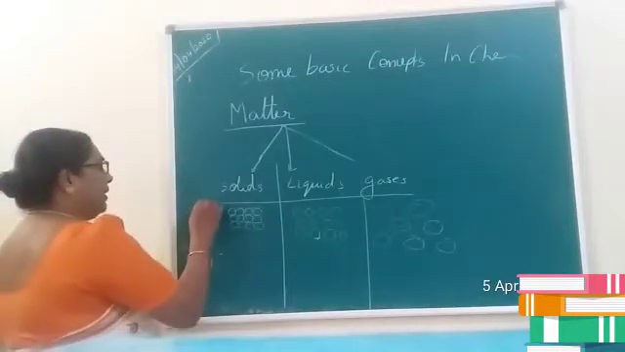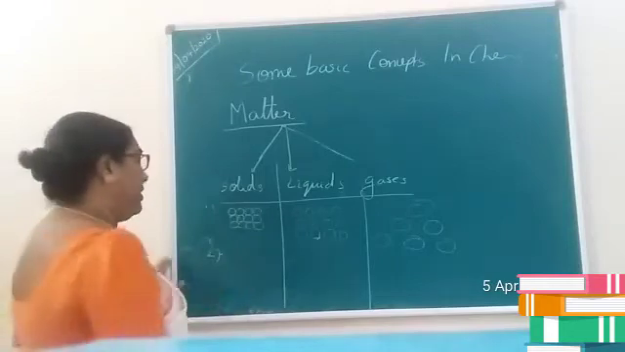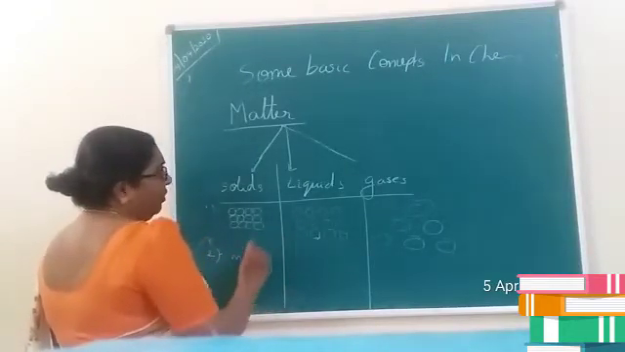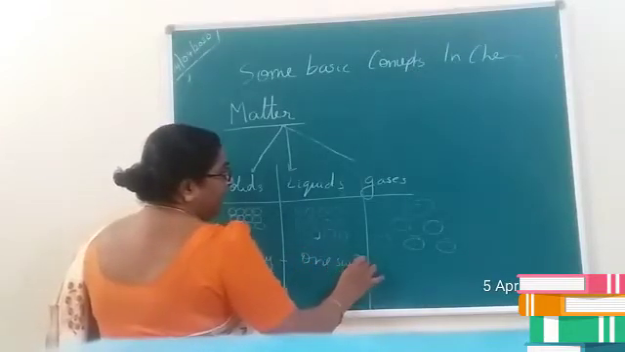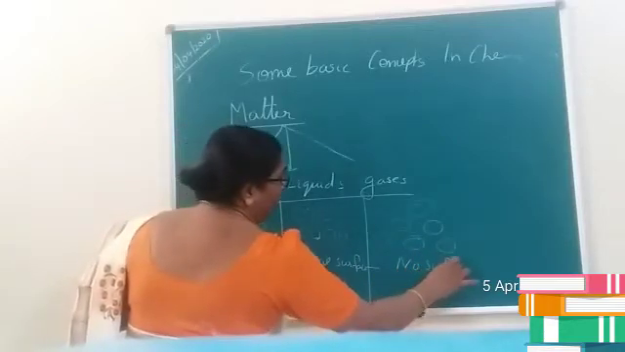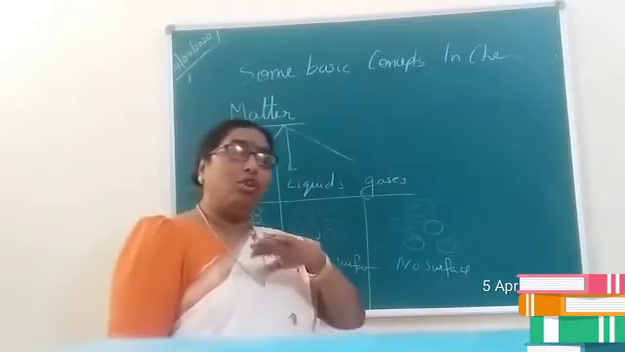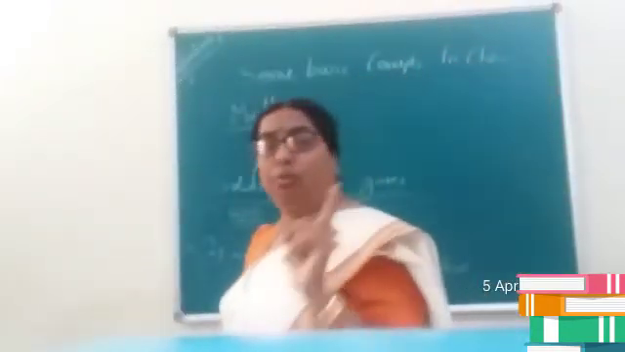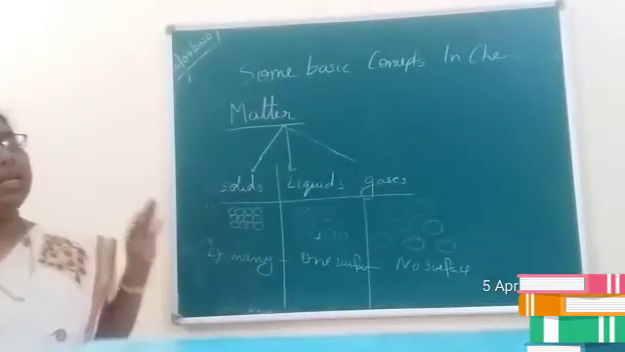Now the second one: in case of solids, they possess many surfaces. They have many open surfaces. But in case of liquids, they possess only one surface. And in case of gases, they don't have any surface at all. Is it clear, children? In solids there are many open surfaces, in liquids only one surface, and in gases there is no open surface at all.